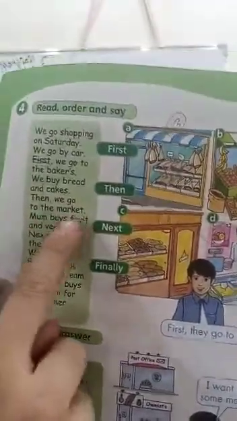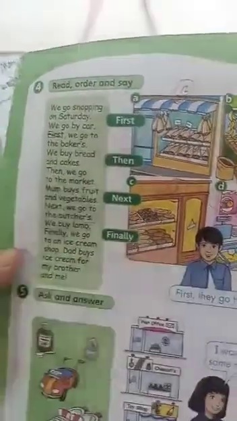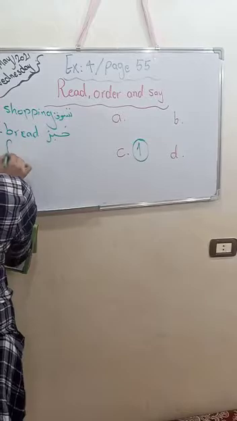The second step, then we go to the market. Mom buys fruit and vegetables. So why do they go to the market? To buy fruit and vegetables.